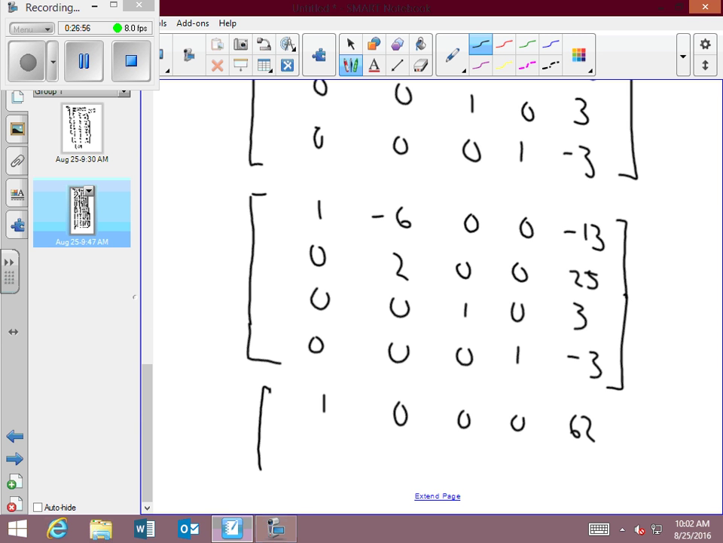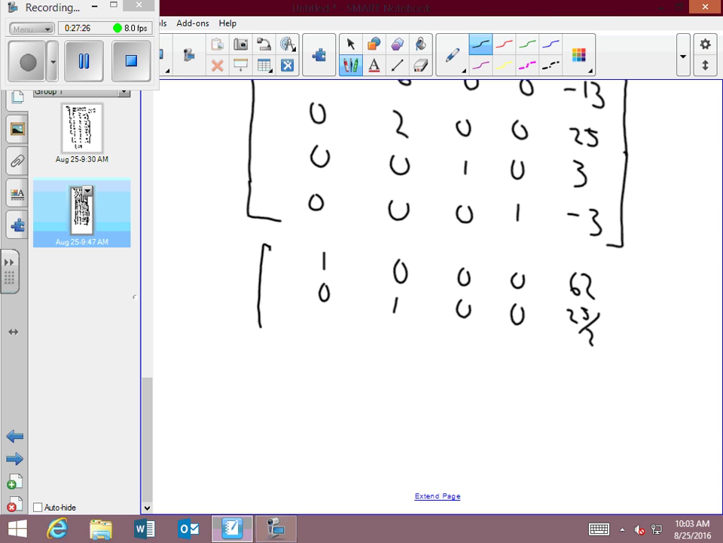Now, I'm willing to do the next step and not have to rewrite this matrix, because now what I want is a 1 there, and I'm going to divide it out. I don't think I'll get confused, right? So now I'm going to divide 2 into that. Get 0, 0, 0, 25 over 2. The whole process, I've saved this one step. And then this is 0, 0, 1, 0, 3, 0, 0, 1, minus 3.